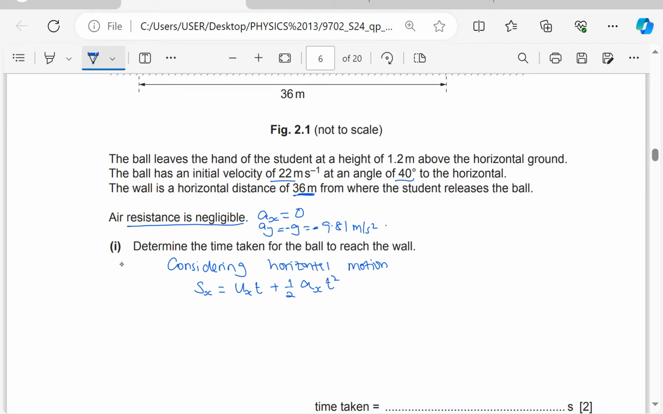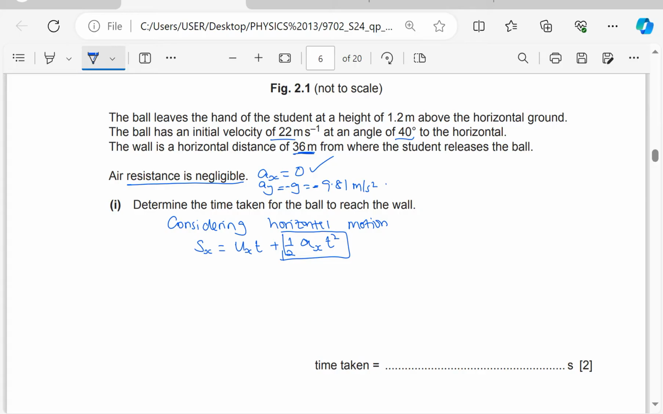But remember, I've just said acceleration in the horizontal is 0 because there is no force acting in the horizontal. If there is no air resistance, then the only force acting on the body is in the vertical, which is the weight. So acceleration in the horizontal will be 0, so the velocity remains constant in the horizontal. So if that is the case, then this part here becomes 0. So S in the horizontal is being given as 36. Initial velocity in the horizontal, we have resolved 22 in the horizontal and it was 22 cos of 40. Then we multiply this by t.